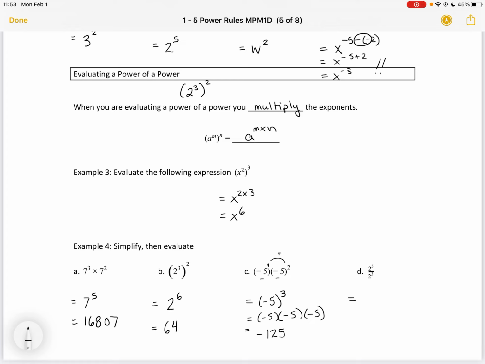Our final example here is dealing with division. So we have 2 to the 5 divided by 2 cubed. So we can keep the base, subtract the exponents, and now we can evaluate that easily. Those are some examples of the power rules that you need to be familiar with to help you to evaluate expressions.